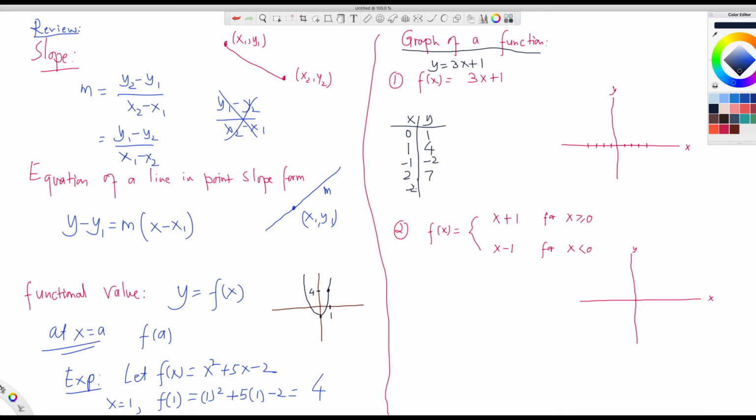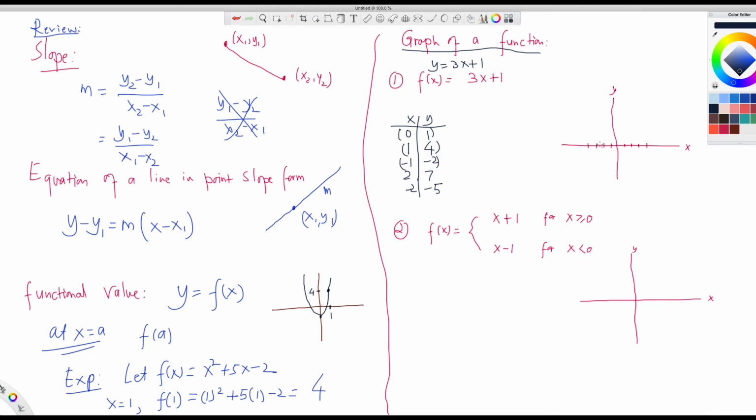So when you pick the x values, if there is a restriction, you pick only from that region. But if there is no restriction for x, you can pick some positive values, some negative values. Okay, if you put negative 2 for x, 3 times negative 2 is negative 6 plus 1 is negative 5. So these are the points. Now what you do, you plot that point. (0, 1), (1, 4), (-1, -2), and so on.